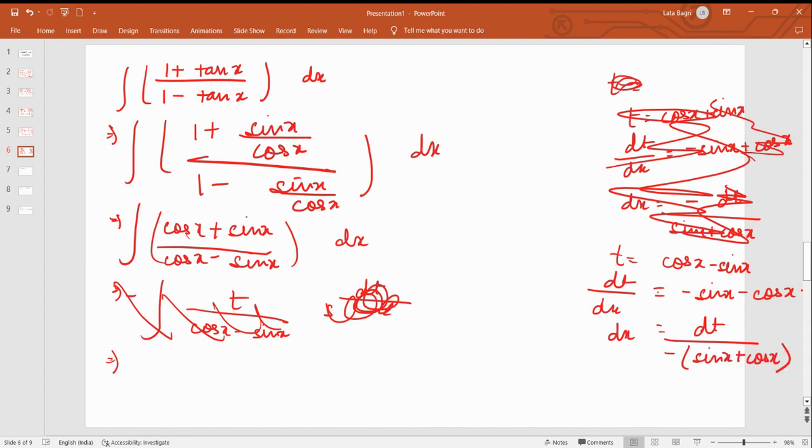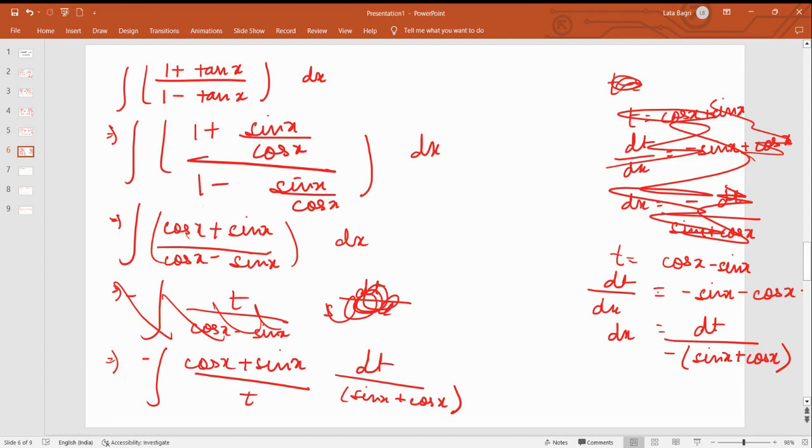Correct? Never replace the numerator as t. Don't do it. Replace the denominator as t. Because why so? Because then dt by something will be there. So two denominators you cannot cancel, but you can cancel the numerator and the denominator. See? So cos x plus sin x divided by this t placed as t. This will become dt by sin x plus cos x.